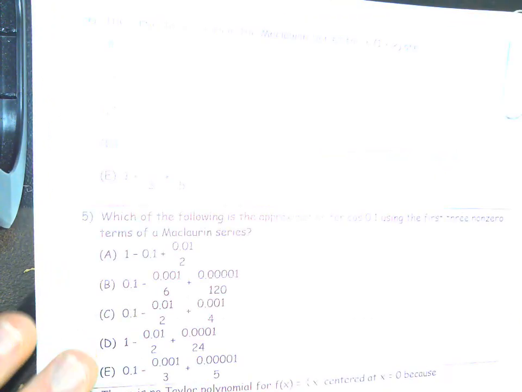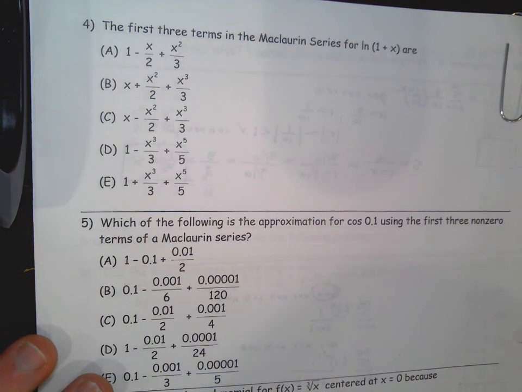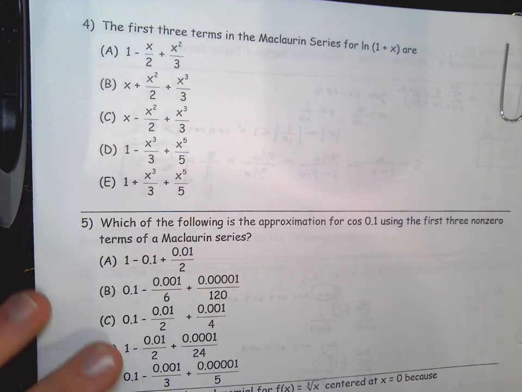Next page. Number 4. Number 4 says the first 3 terms of the Maclaurin series for this are these terms.